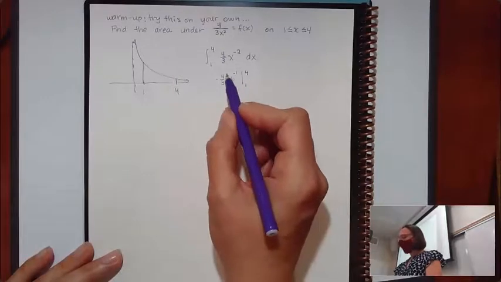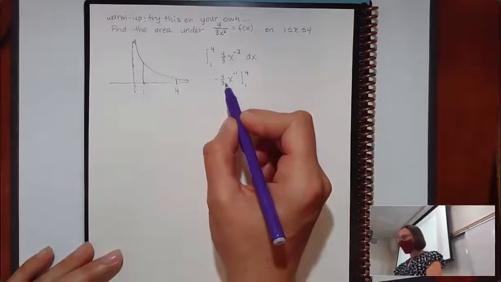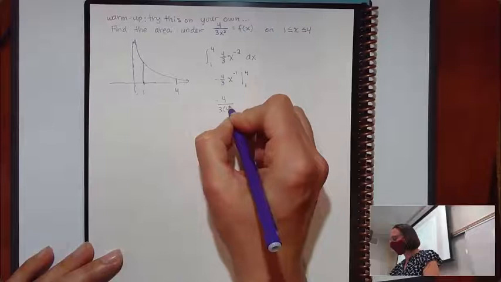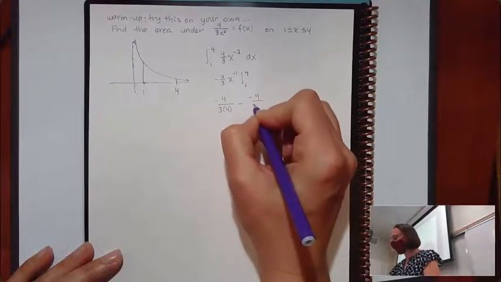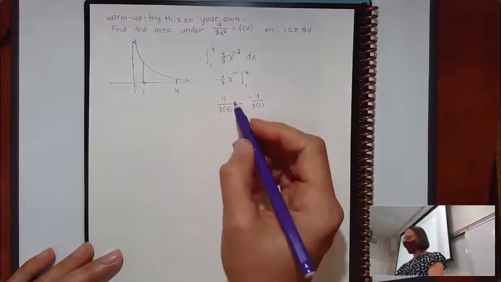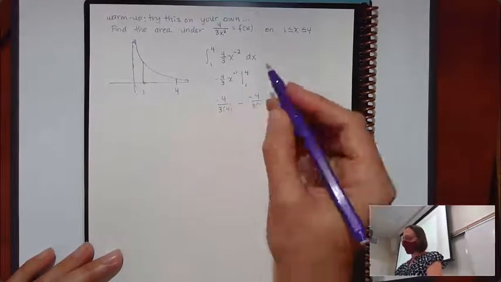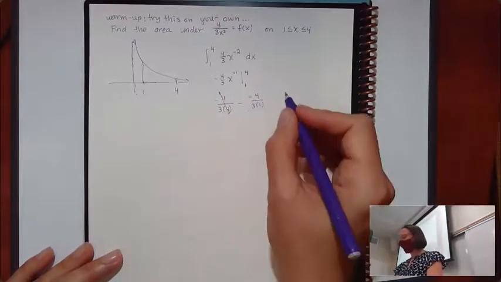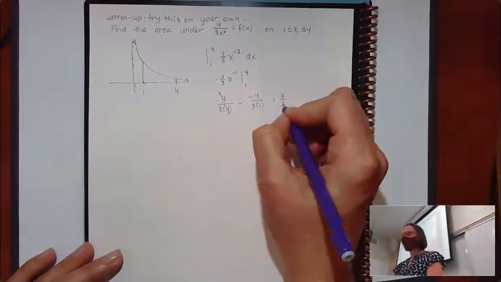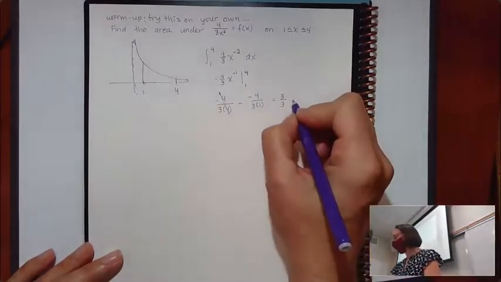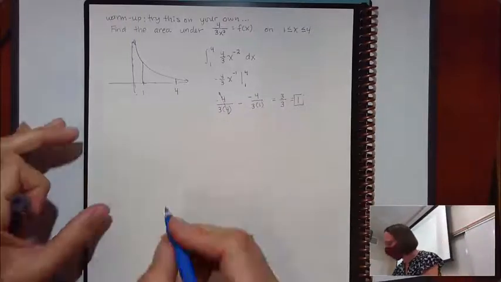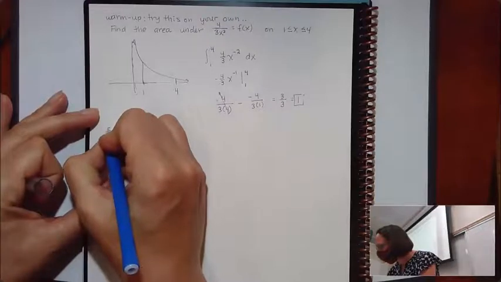So that x to the -1, I'm going to think about as being in the denominator. So I think I'm going to have -4 over 3 times 4 minus -4 over 3 times 1. So the 4s will cancel out. I've got -1/3 plus 4/3. Already have common denominator, 3/3, also known as 1. Yay.